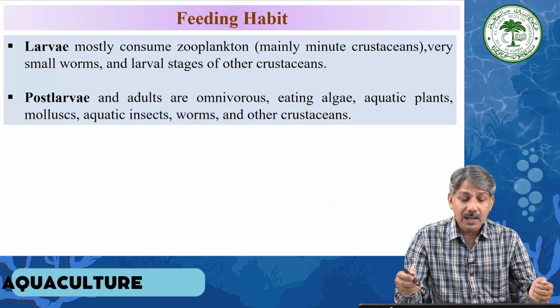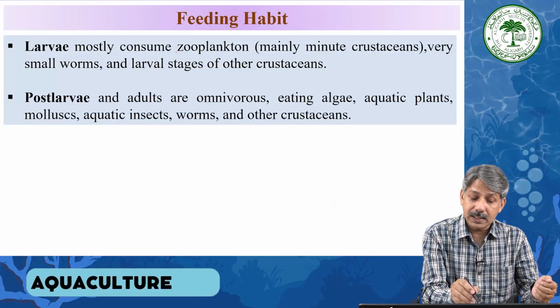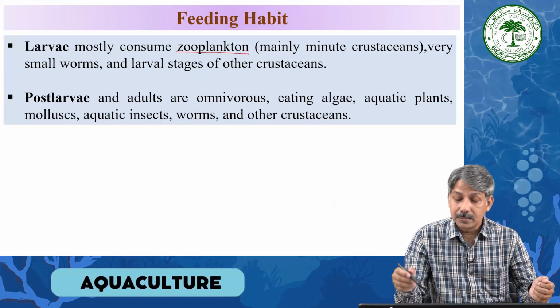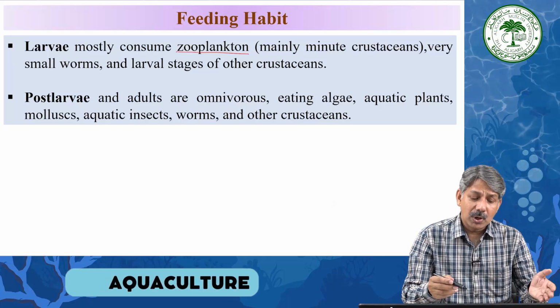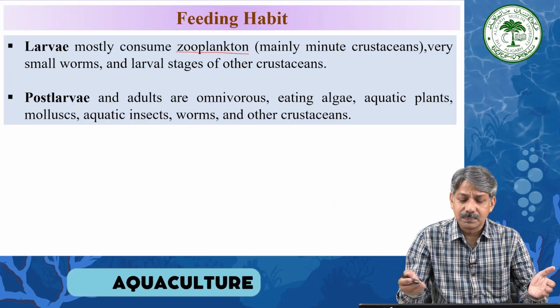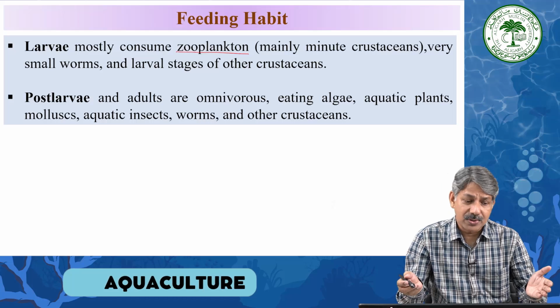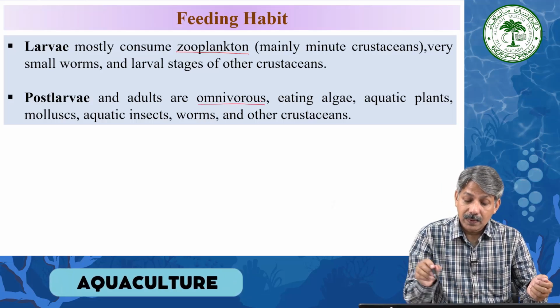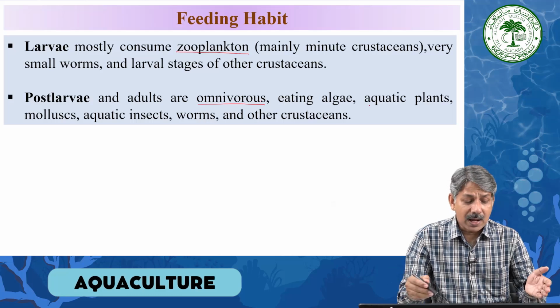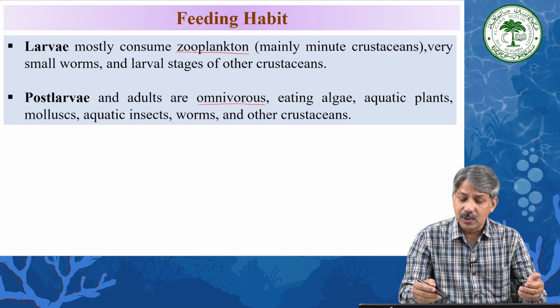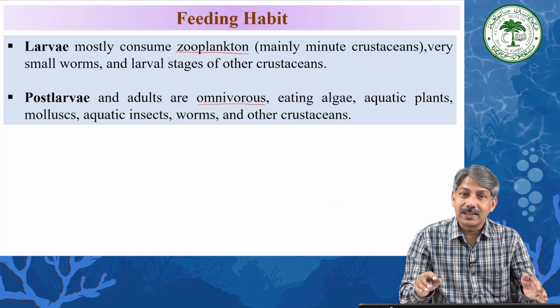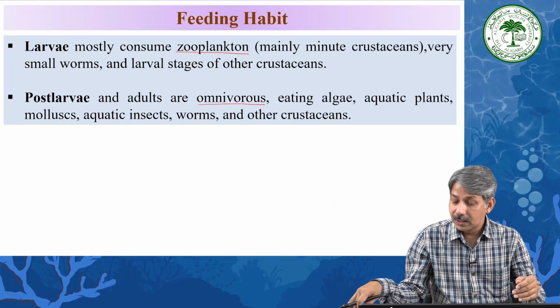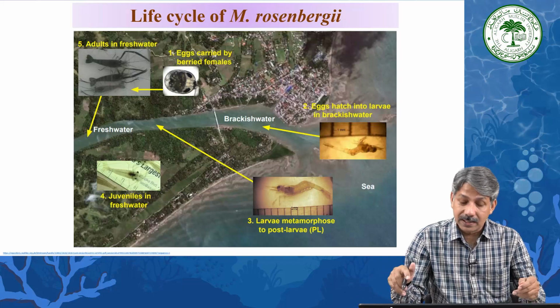Feeding habit: larvae mostly consume zooplankton, mainly minute crustaceans, very small worms and larval stages of other crustaceans. Post larvae and adults are omnivorous, eating algae, aquatic plants, mollusks, aquatic insects, worms, and other crustaceans, and that is probably the reason for their diversified distribution in the PL and adult stages, PL and beyond.